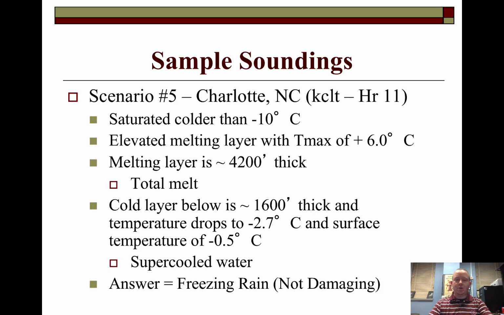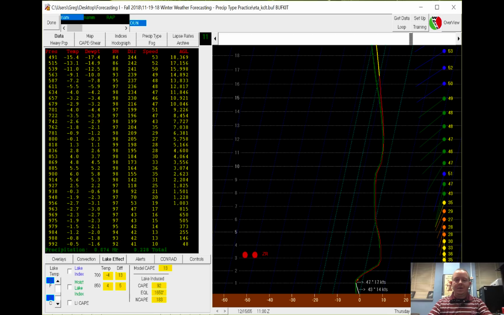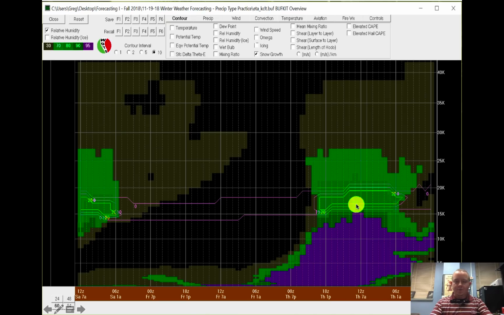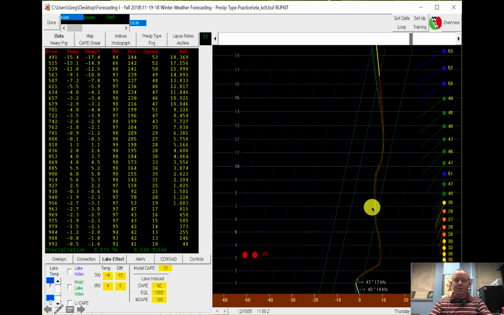All right, next one, Charlotte, North Carolina. Got the notes there, so you can refer back to that. So let's look at this. All right, minus 10, we're following it up. Looks pretty good to me. Looks like we're saturated, but let's double check. We're looking at 11Z Thursday. We go here, 11Z Thursday. We are completely saturated. We are making snowflakes. We're good to go. So now we need to assess the melting layer.